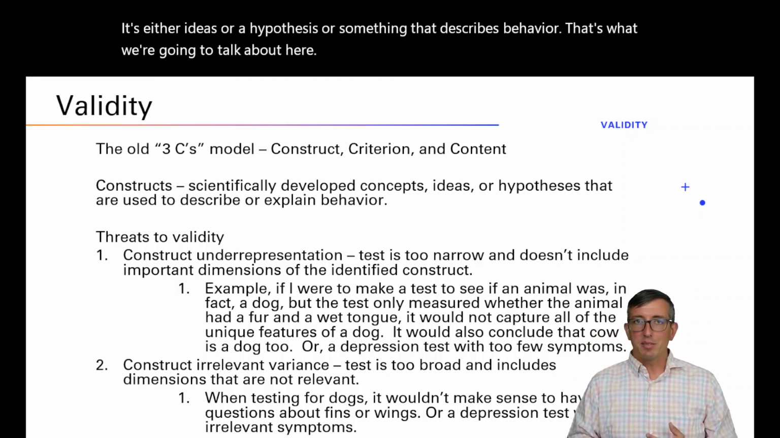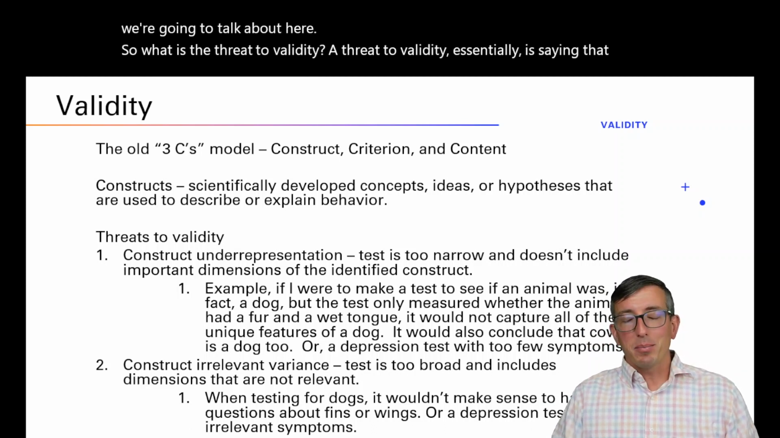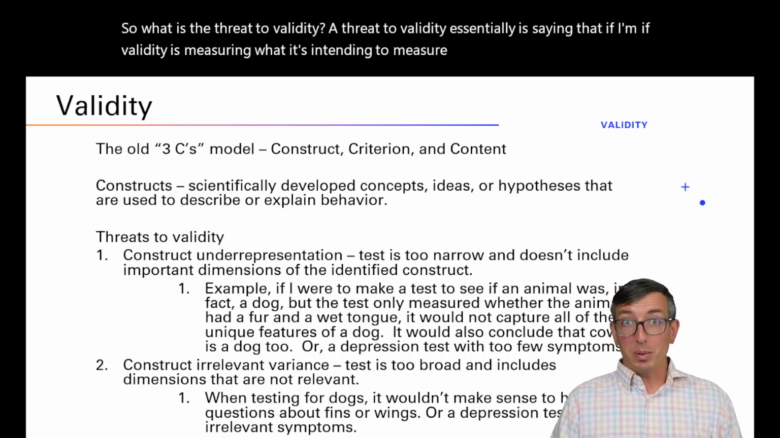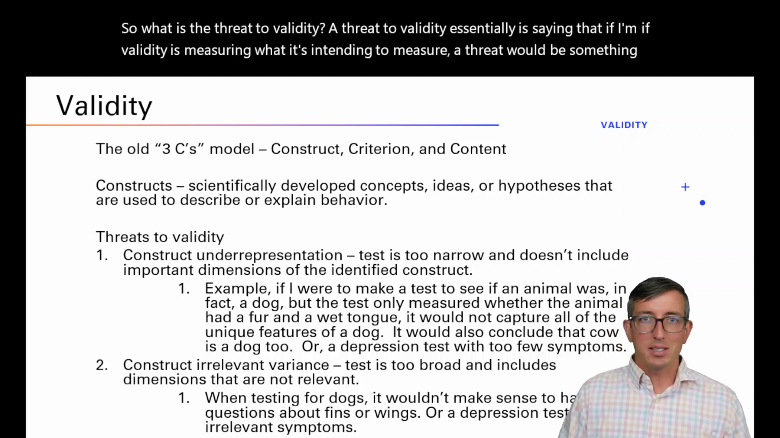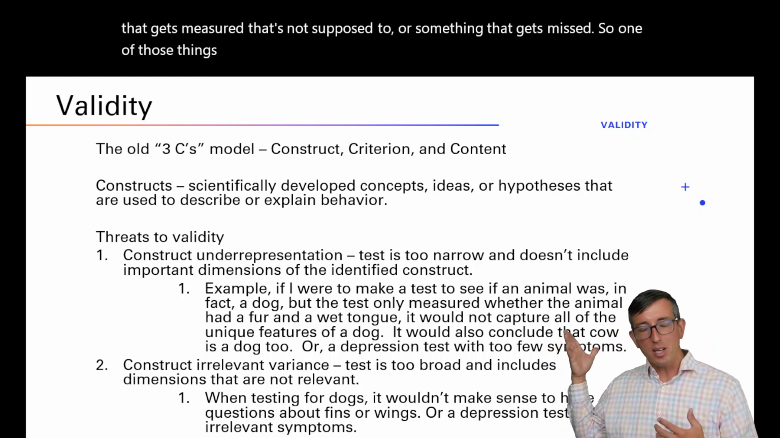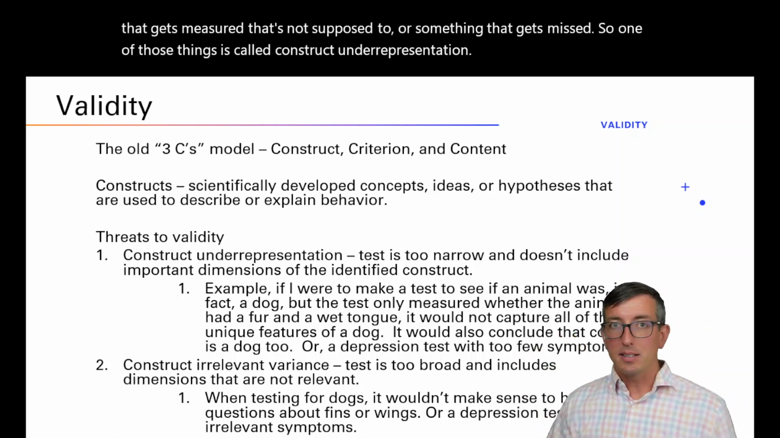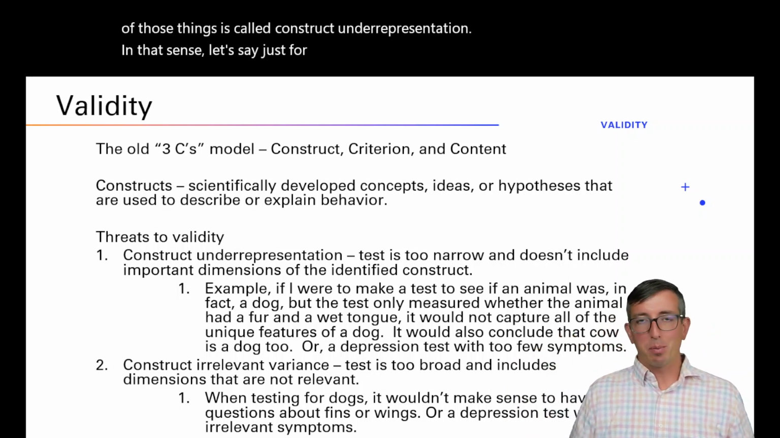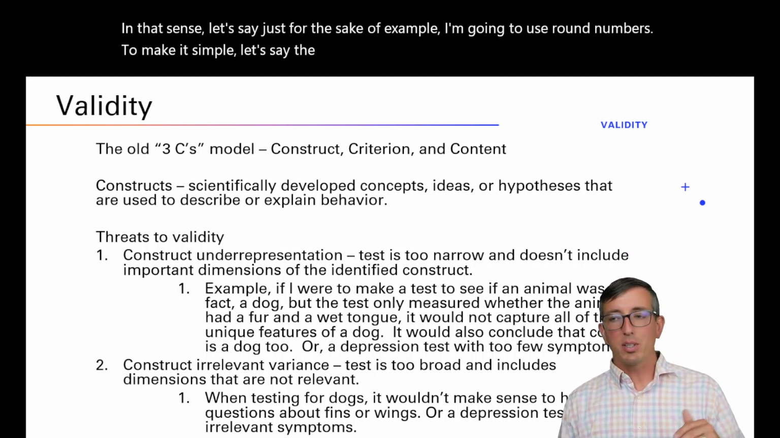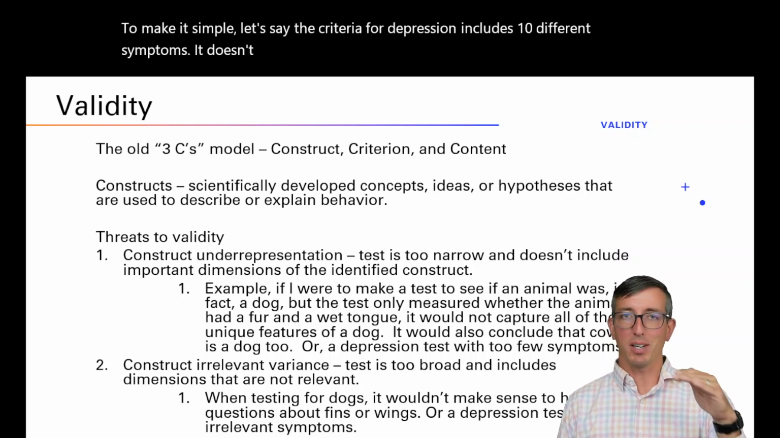So what is a threat to validity? A threat to validity essentially is saying that if validity is measuring what it's intending to measure, a threat would be something that gets measured that's not supposed to, or something that gets missed. So one of those things is called construct underrepresentation. Let's say, just for sake of example, I'm going to use round numbers to make it simple. Let's say the criteria for depression includes 10 different symptoms. It doesn't, but let's just say it does for now, just to make it simple.